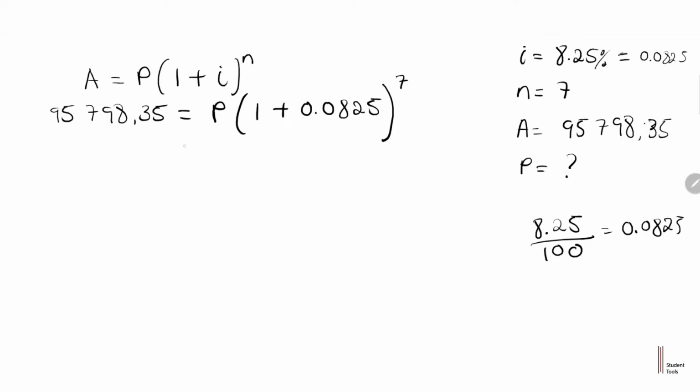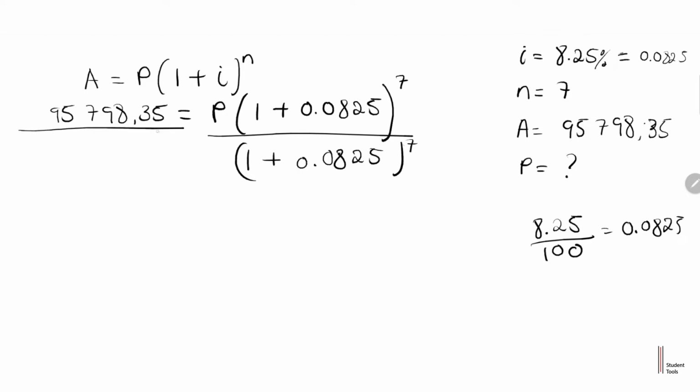So now we want to make P the subject. So this is what we will do. We will divide by (1 plus 0.0825) to the power 7 on both sides. So this side will also divide by (1 plus 0.0825) to the power 7. So this side will cancel this one, such that the principal amount will be equal to that.